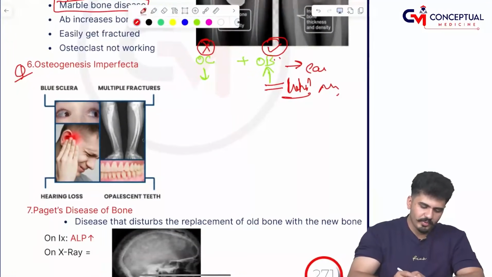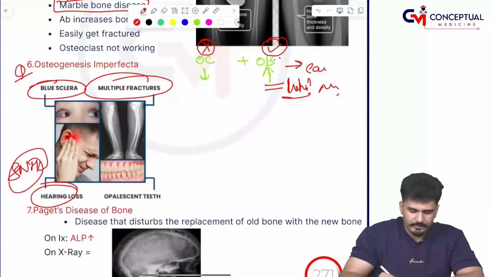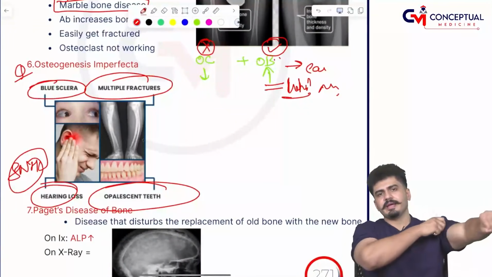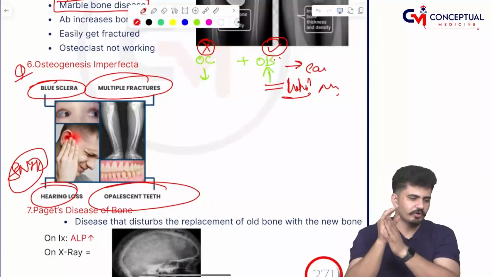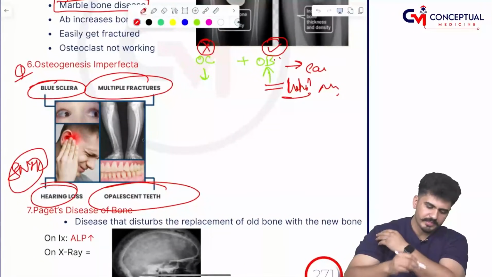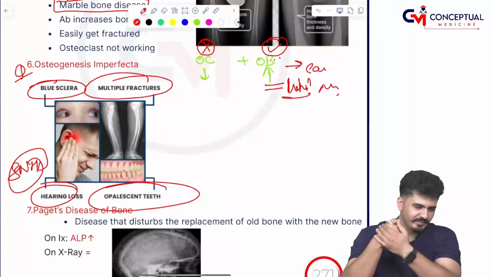Now blue sclera, multiple bone fractures, hearing loss, SNHL, sensorineural hearing loss, plus your teeth will be getting degenerated, or you can say malocclusion of teeth will be there, sir. Remember, blue sclera, multiple fractures and hearing loss will be there, sir.